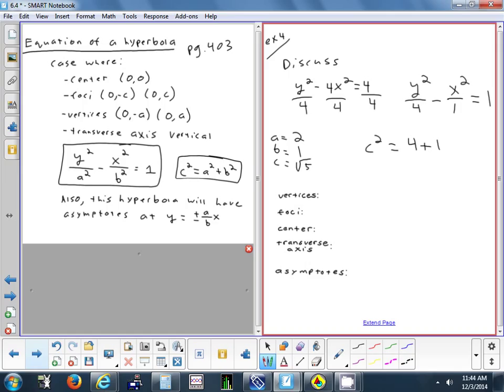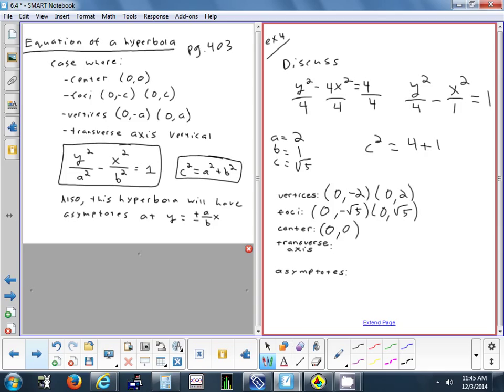Okay, and we got our formulas right here. Let's look them up and find everything they want. Vertices, 0 negative a, 0 positive a. Foci, 0 c, 0 negative c. 0, negative root 5. 0, positive root 5. Any questions on the foci? Where's my center? Yep, 0, 0.